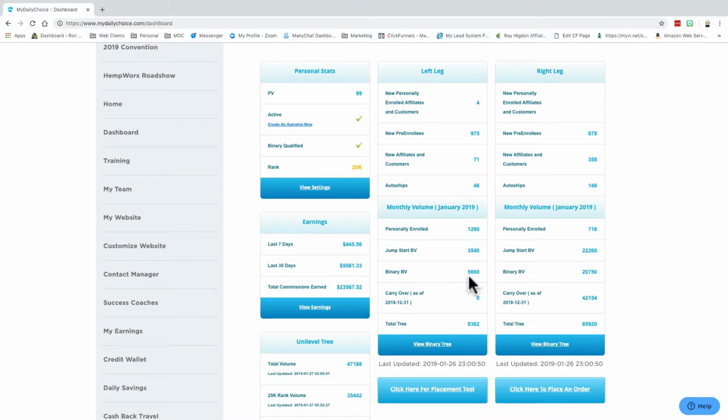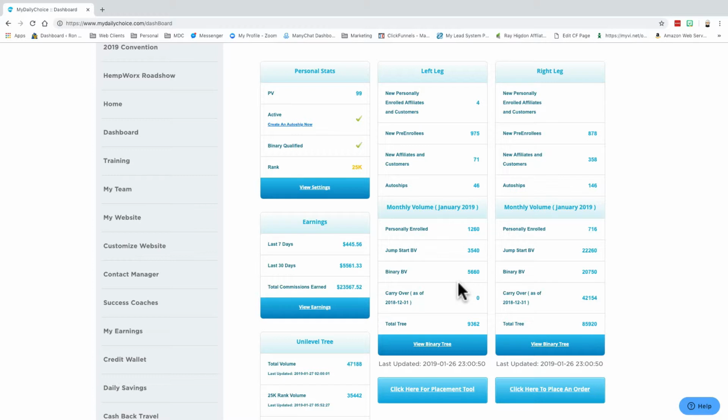So this combination of volume is not only from what your personal team does, because they're either on the right or the left, but this includes all the spillover too. So that becomes very powerful. So you can see that my left leg is my weak leg right now, and that's where I'm building.